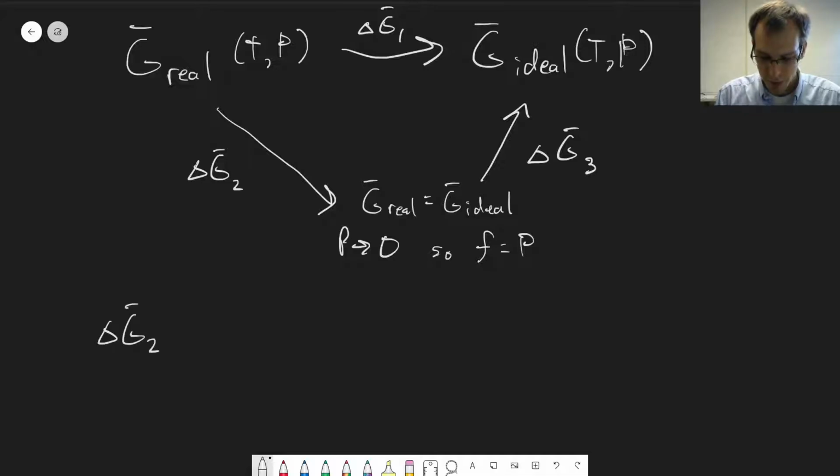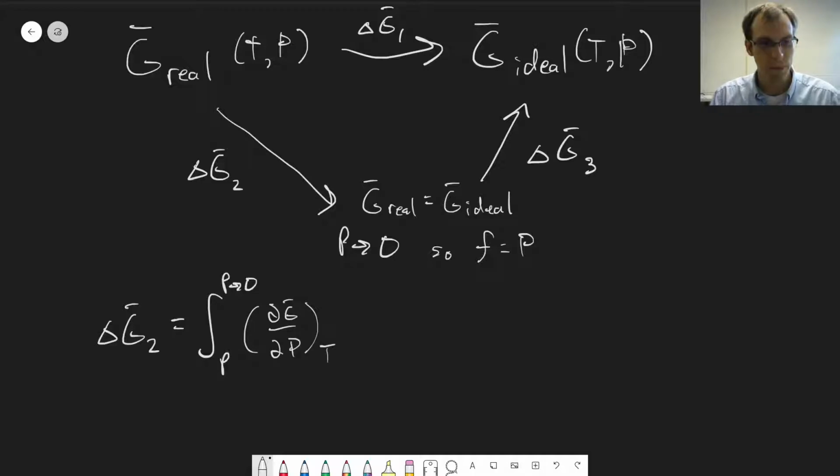Delta G bar 2, for both of these, we're looking at a change in pressure, right? We've decreased the pressure to this theoretical low pressure. We don't need a specific number here, actually. And if we want to know delta G, well, we integrate from P to P approaching 0. We're changing the pressure, and we'll integrate dG bar dP at constant T. We're keeping the temperature constant. And that should be dP.